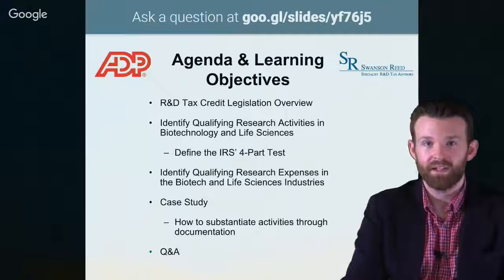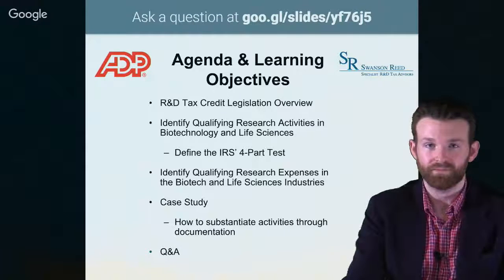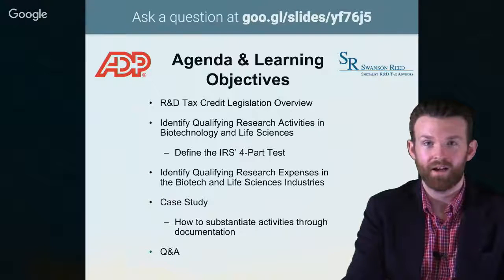All right, so the plan for today is we'll start off with an overview of the R&D tax legislation, and then I'll break down the 4-part test to help you identify qualifying research activities in biotech and the life sciences. Then we'll discuss qualifying research expenses in these industries. We'll tie all of this together with a case study and demonstrate how to substantiate an R&D claim through documentation. Lastly, we'll wrap up with a Q&A session at the end of the webinar. To submit a question at any time throughout the webinar, please visit the Google link displayed at the top of the webinar slides. I'll do my best to go through as many questions as we can with the time we have remaining.